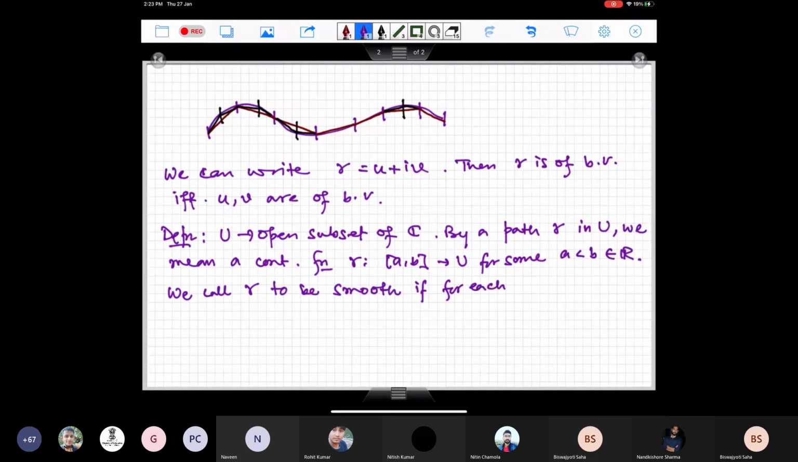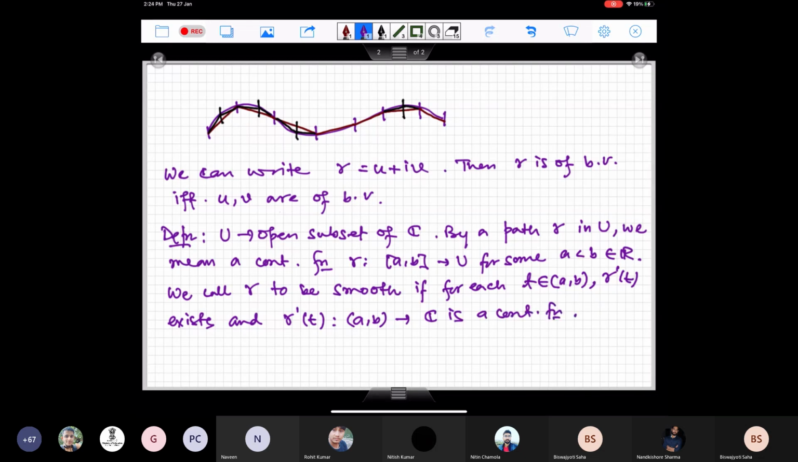if for each t in the interval a to b, gamma prime t exists. That means gamma is differentiable, and gamma prime, which is a function from open interval (a, b) to C, is a continuous function. Okay, so such curves are called smooth curves. Here, if you are wondering what I mean by a function defined on closed interval [a, b] to U being differentiable, here again you just separate gamma into a real part and an imaginary part, and each of them is differentiable as a function of a real variable taking values in R, and so that's what it means.